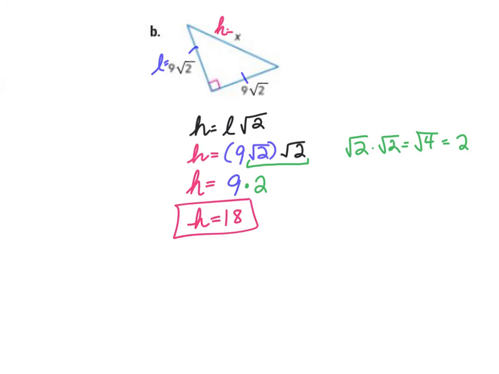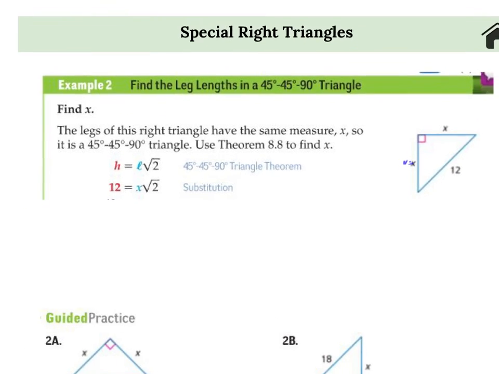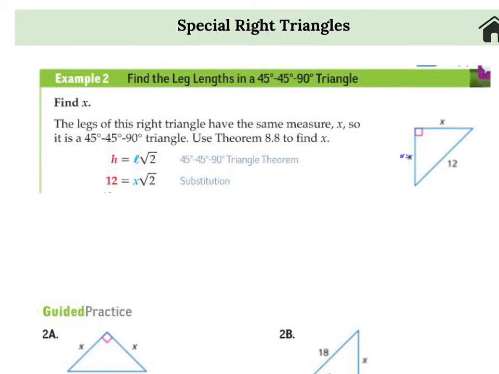Now let's look at finding the legs. Here we have these missing leg values, and we're given a hypotenuse of 12. The good thing is you don't have to memorize another formula. You're still going to use hypotenuse equals leg square root of 2. That's just your 45, 45, 90 theorem. You're going to substitute in the values that they give you. Your hypotenuse was 12. We're looking for the leg length, so they called this x. And now we just need to start solving.